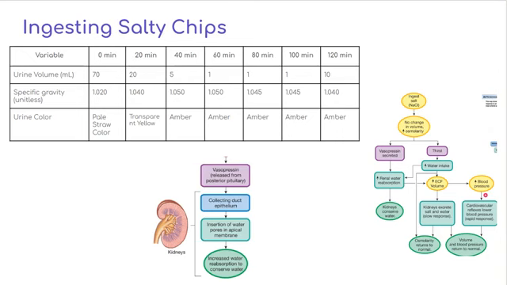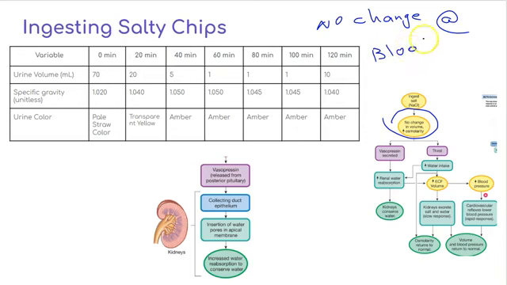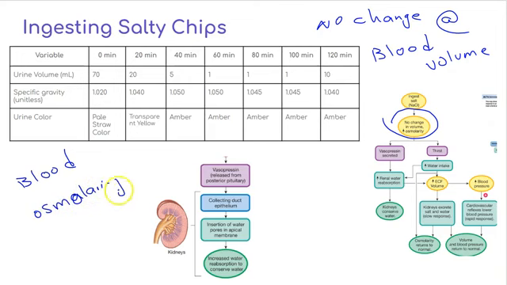What's going to happen when we ingest salted chips? Ingesting salted chips, there is no change in the volume of the blood, but osmolarity is going to change. So no change in blood volume. But what about the blood osmolarity? The blood osmolarity is going to be increased because we are consuming the salt.